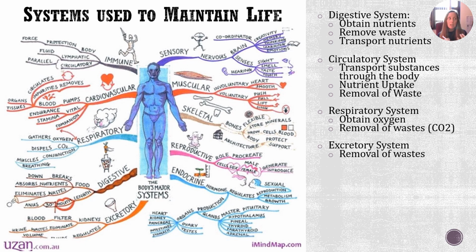Excretory system removes other waste. This would be like our kidneys, urinary system. Sweat glands are part of the excretory system, so we remove waste. Usually this is waste from protein digestion, so things that have nitrogen in them.